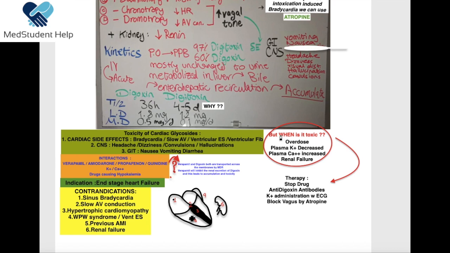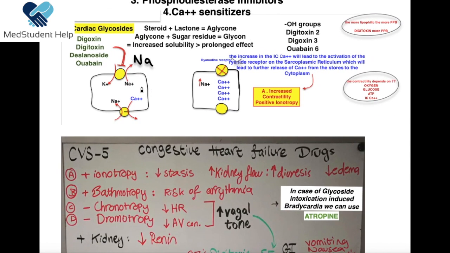Okay, now when do the cardiac glycosides become toxic? Is it like whenever we're treating patients with cardiac glycosides, are they always toxic? Well, not really. But if the cardiac glycosides were given in an overdose, or if the plasma concentration of potassium is low, then there is a high risk of toxicity. Okay, let's see why this would happen. So, as you remember here, we said that the cardiac glycosides are going to inhibit this transporter by binding to the potassium binding site. Okay?